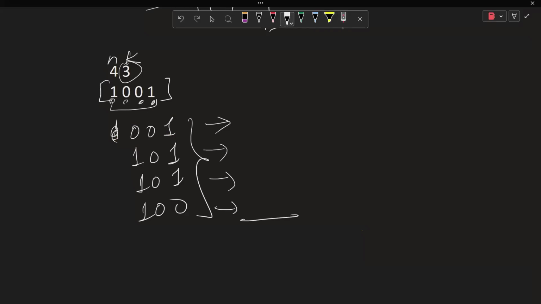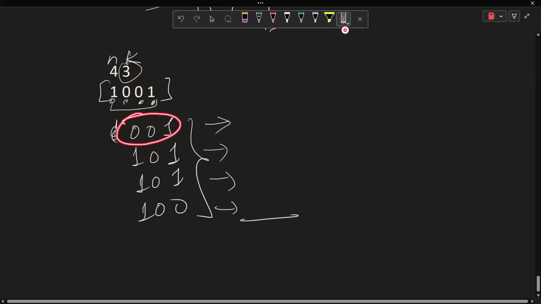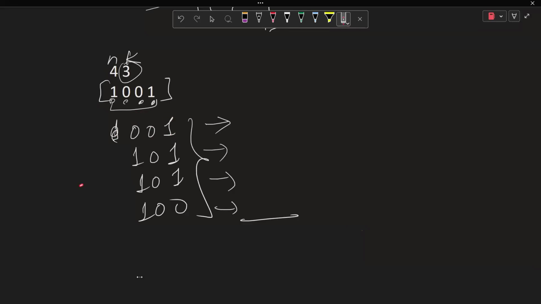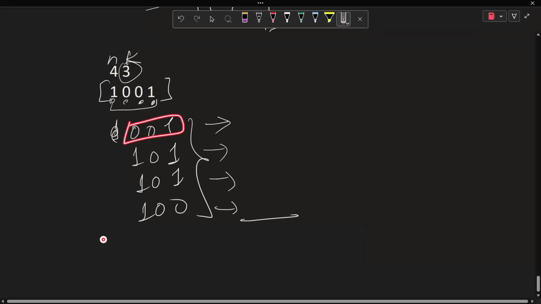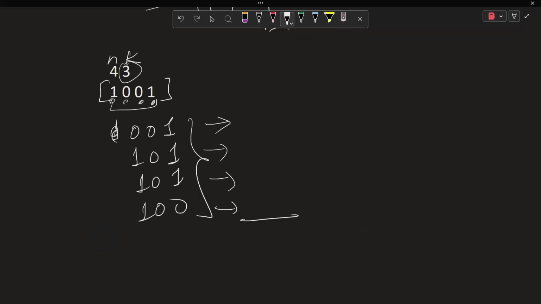Median means, for any array, if you need to find the median, the first thing is to sort the array and then take the middle element. That would be the median. I hope you know that. Okay, so if this is the array, if you sort it, it would remain 0, 0, 1, and the middle element would be 0. So its median is 0.